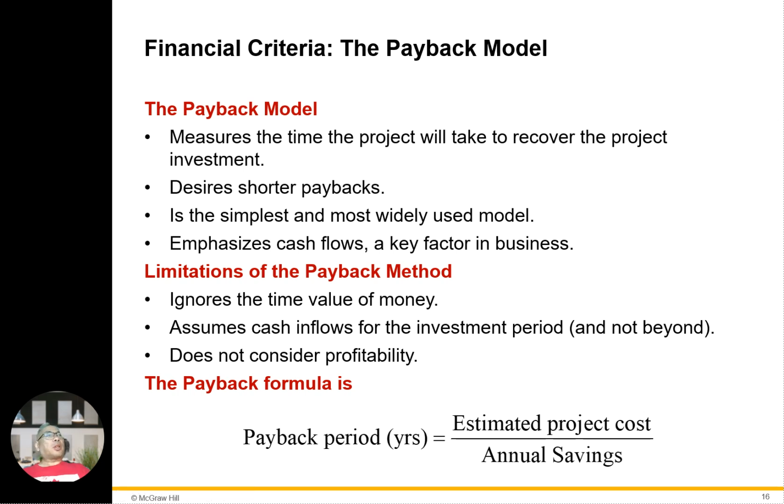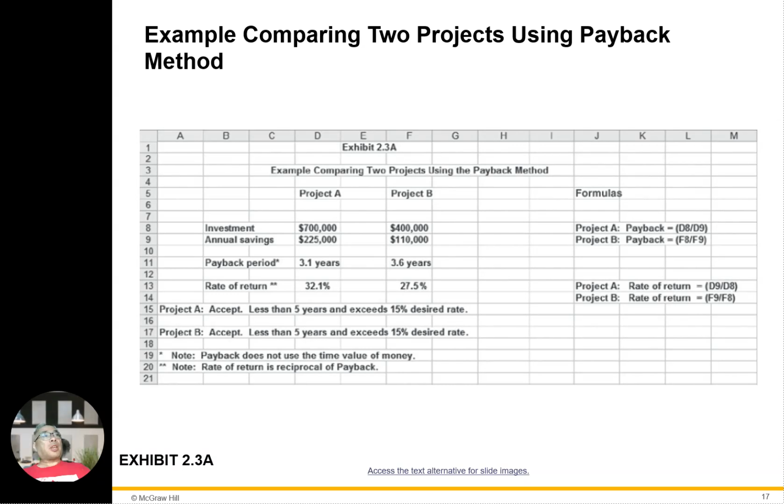So how are we going to look at this here? I'm going to give you an example project using payback. Project A versus project B. Project A: investment 700,000, annual saving 225,000, payback period 2.1 years, rate of return 32.1%. Project B: 400,000, annual saving 110,000, payback period 2.6 years, return 27.5%. Project A accept, project B also accept, since both exceed the desired rate of 15%.